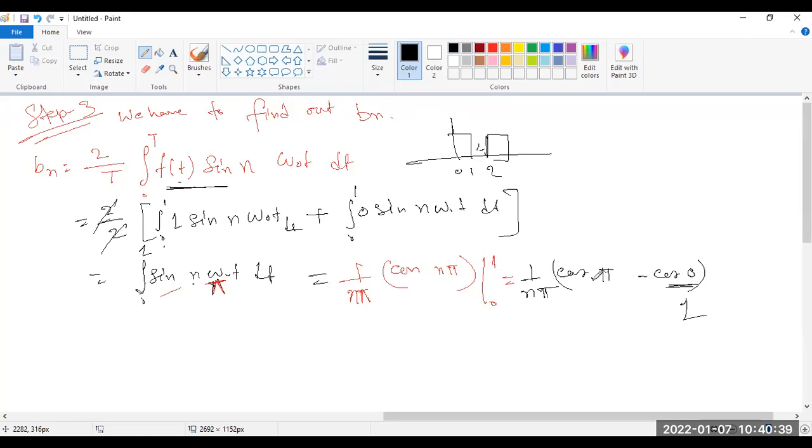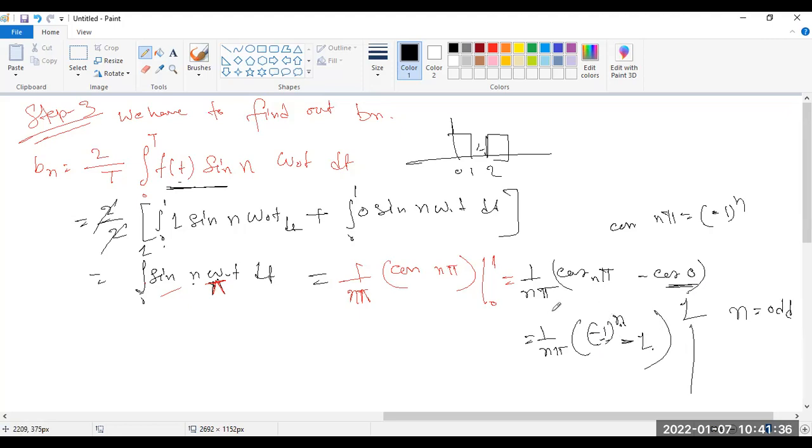But what is the value of cos n pi? For n equal to 1 it is minus 1. If cos n pi equals minus 1 to the power n, that is minus 1 to the power n: if n is 1, minus 1; if n is 2, then plus 1. So you can see there are two values. First, if n is an odd number, then what happens?